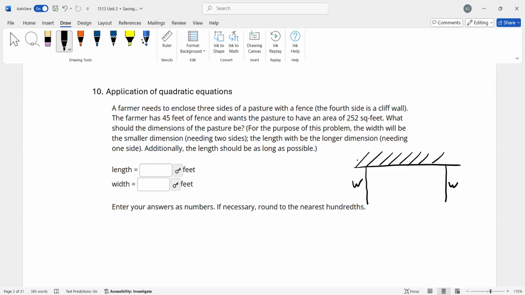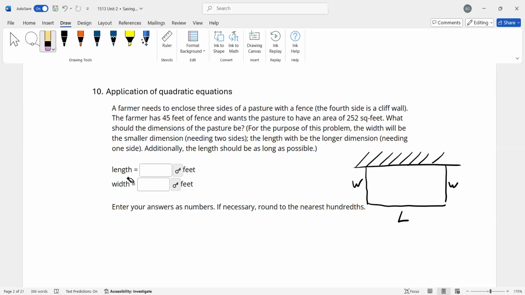For the purpose of this problem, the width will be the smaller dimension, needing 2 sides. The length will be the longer dimension, needing 1 side. So this is the length. I use capital letter L to represent length. W represents width. Additionally, the length should be as long as possible, okay? So we are looking for the dimensions of the rectangle. We need to find the length and the width.